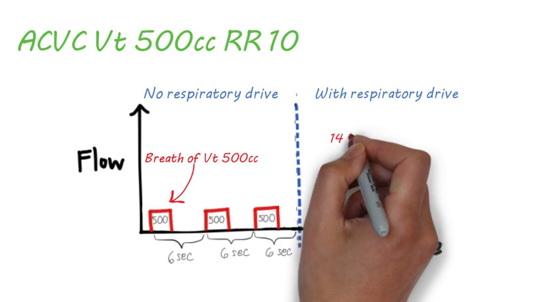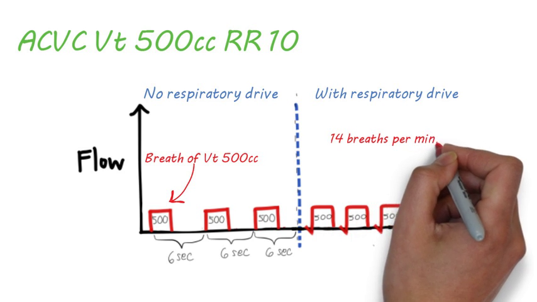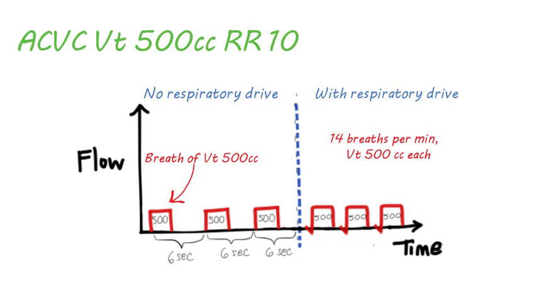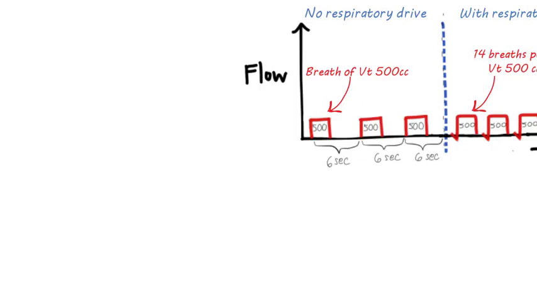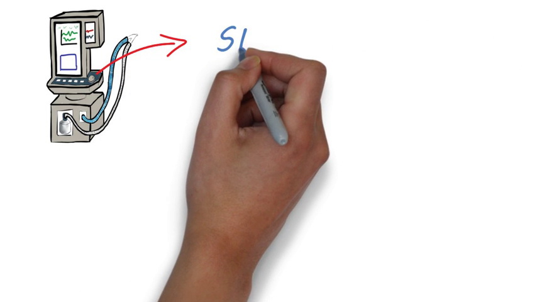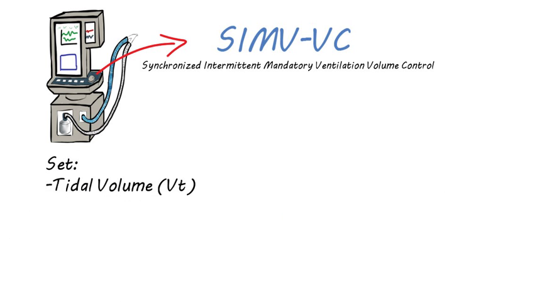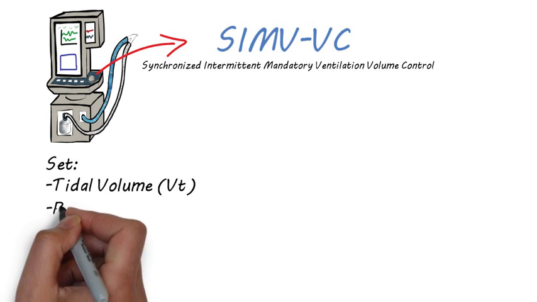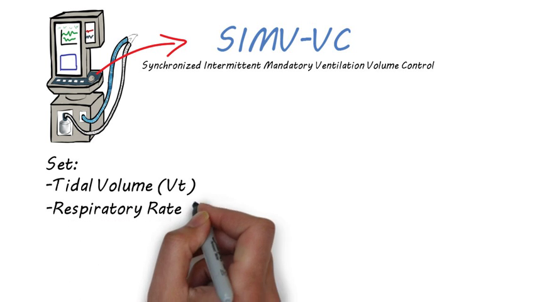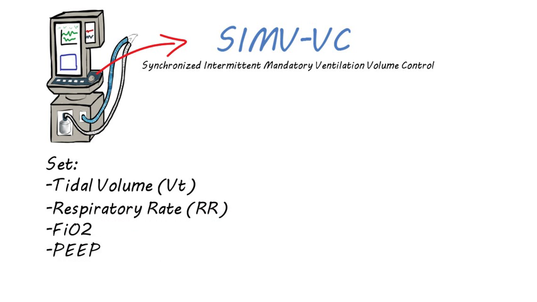He or she will now be breathing 14 times per minute with every single delivered tidal volume staying at 500 cc's according to our settings. For SIMV-VC, we will again set our tidal volume, as this is still a volume-controlled mode. We will set our respiratory rate, the FiO2, and PEEP. And additionally, we will set a pressure support.